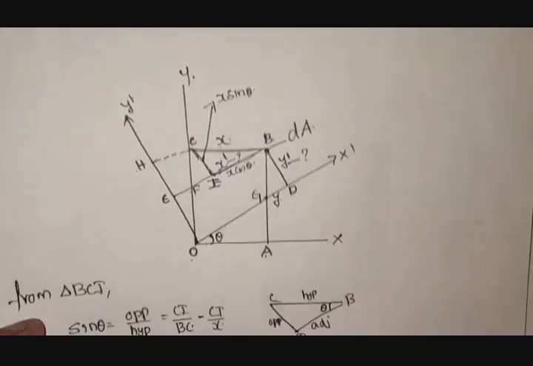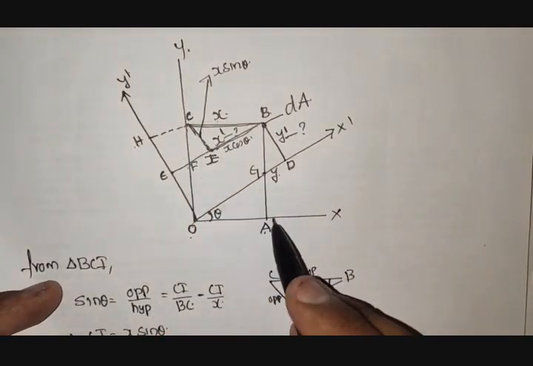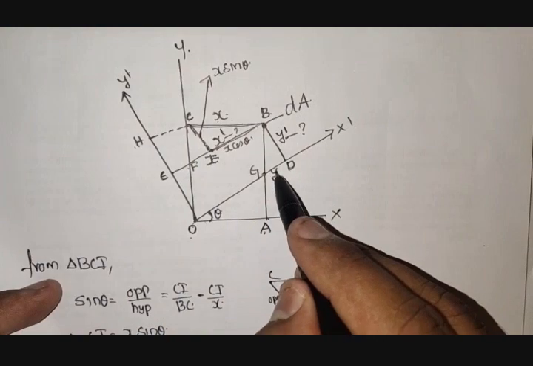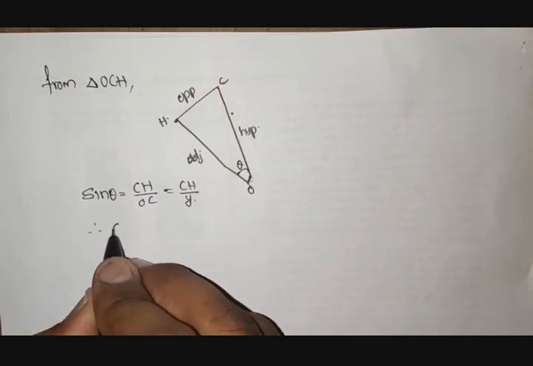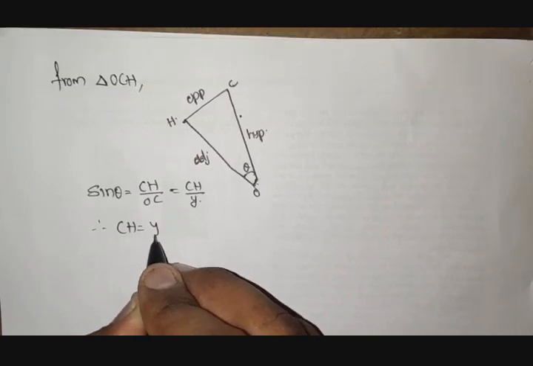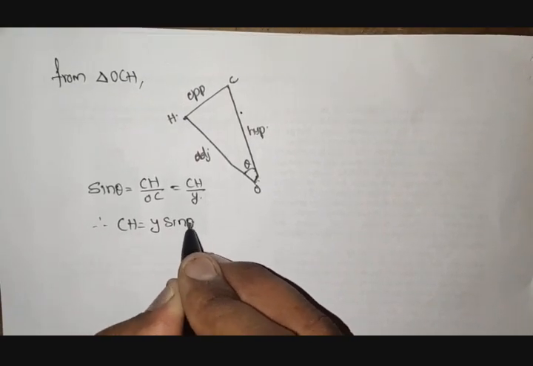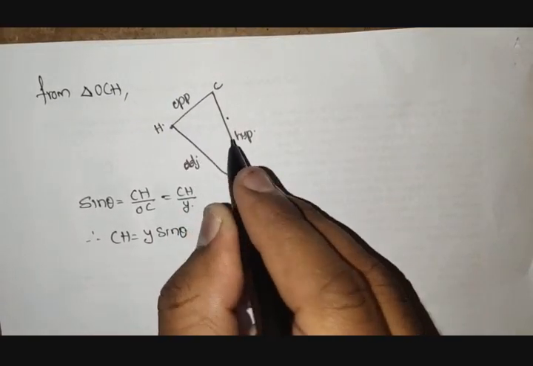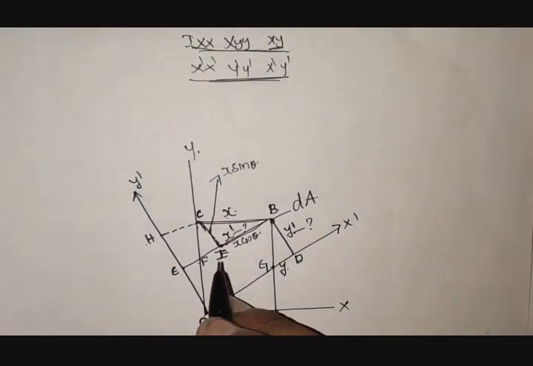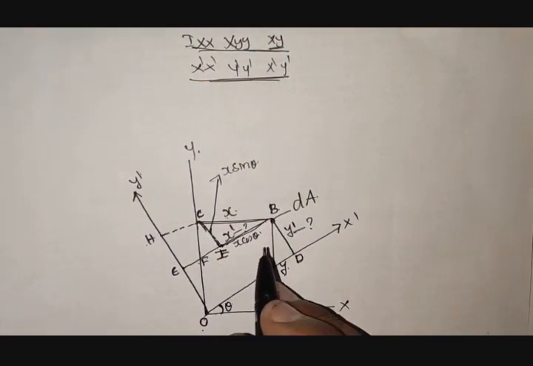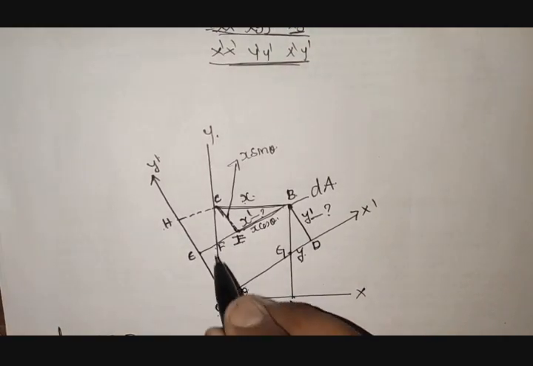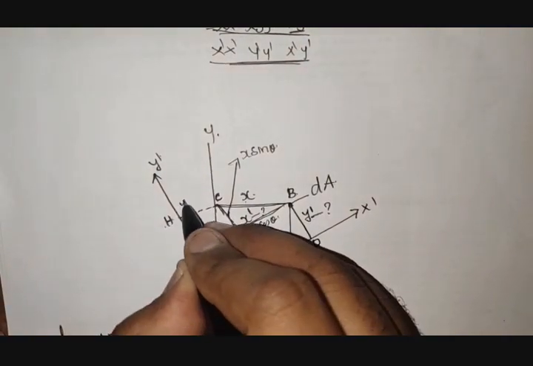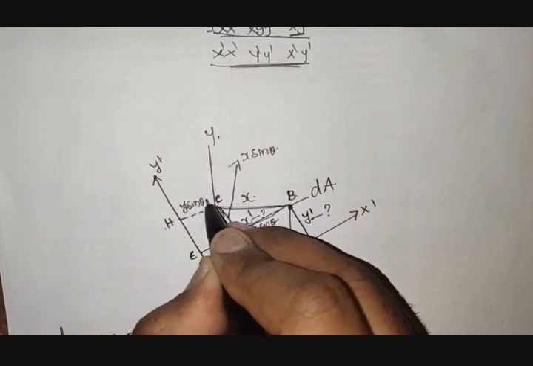See here, O to C, the value is Y here, and that's why the value has come. Therefore CH is equal to Y sin theta. So here the value of CH has come as Y sin theta. Just substitute it there.